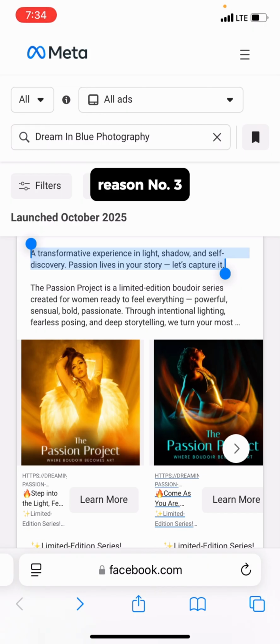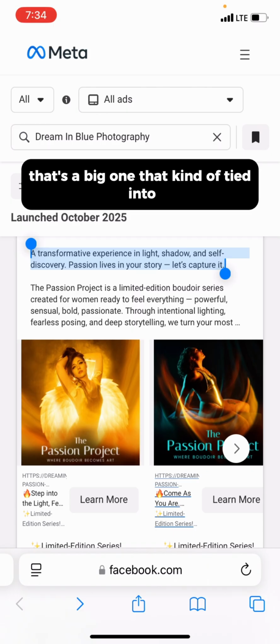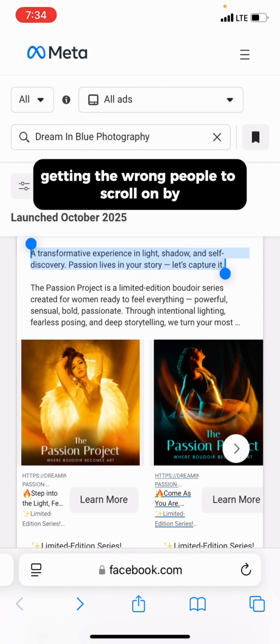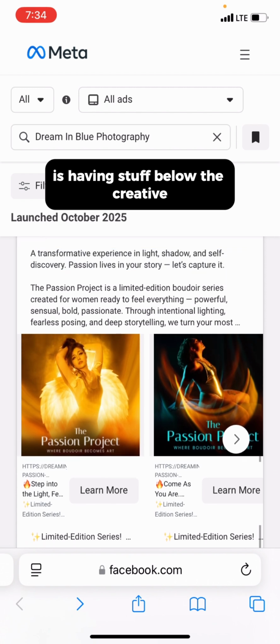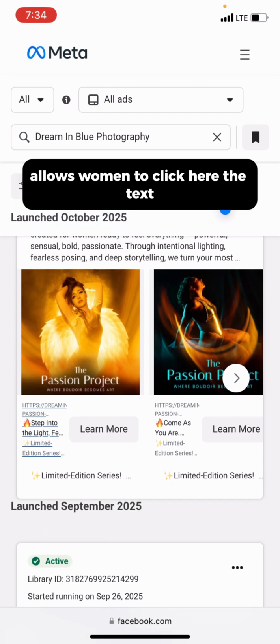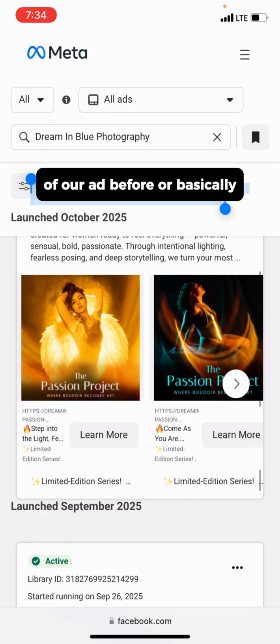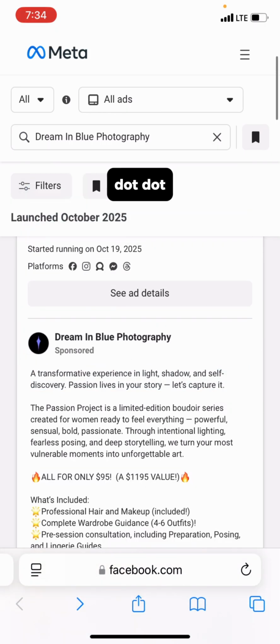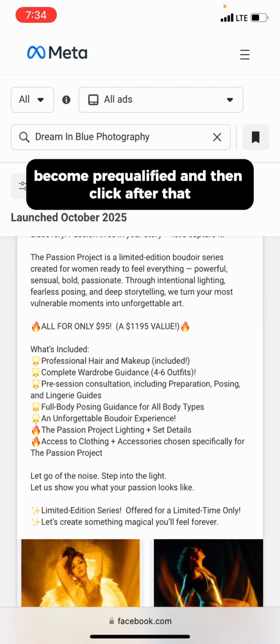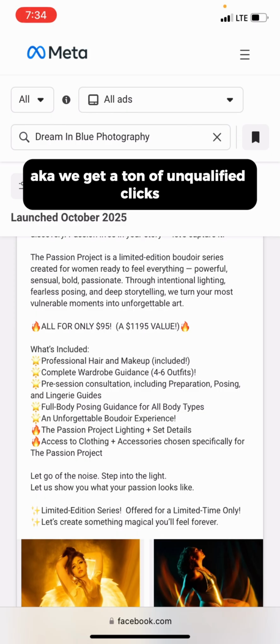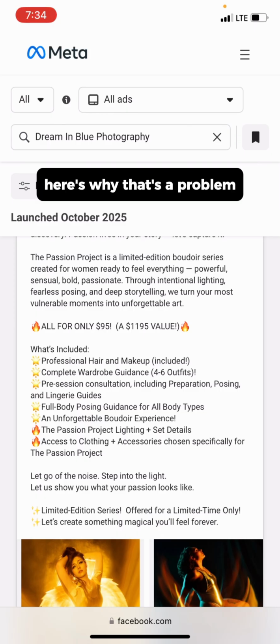Reason number 3, which is 80% of the reason for mistake number 9, is a big one that ties into when I was talking about our offer, getting the wrong people to scroll on by. Having stuff below the creative allows women to click the text or click the button to go to the next page of our ad without being forced to click "see more," read our full ad copy, become pre-qualified, and then click after that. In other words, we get a ton of unqualified clicks. Here's why that's a problem.